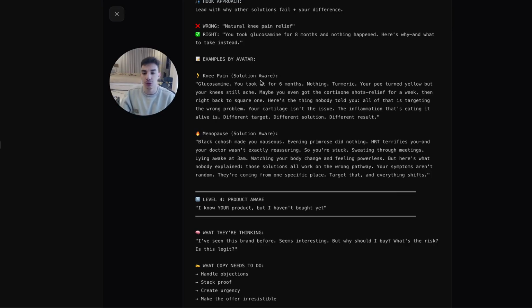Example by avatar, knee pain, solution aware. Glucosamine: you take it for 6 months, nothing. Turmeric: repeat, your fingers turn yellow, but your knee still aches. Maybe you even get cortisone, short relief for a week, then right back to square one. Here's the thing nobody told you.